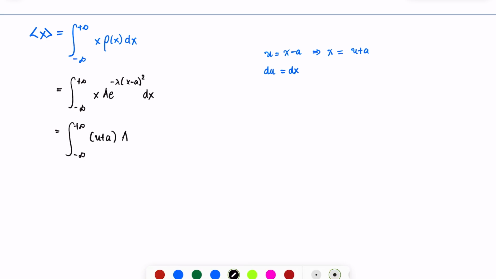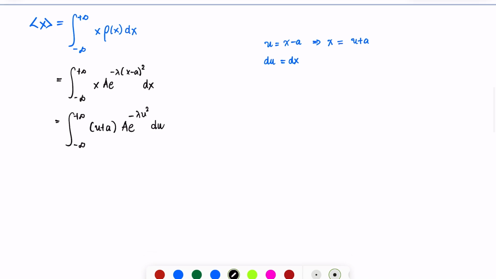And then we have a e to the negative lambda, and everything here, x minus a, is just u. So you've got u squared there, the same as what we did earlier. And then the dx, as you can see here, is simply du, so we can just replace it with du.